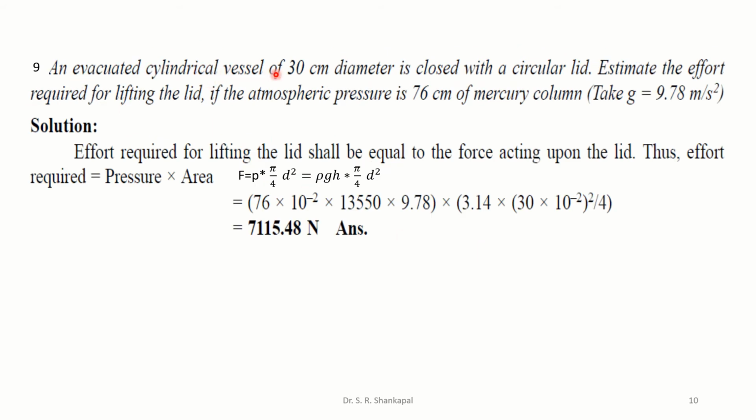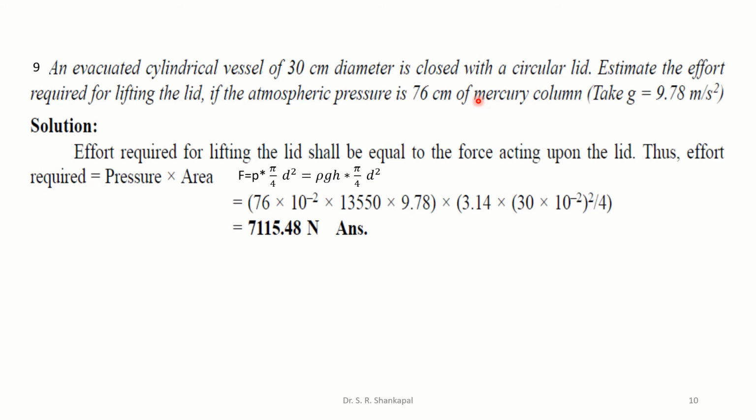An evacuated cylindrical vessel of 30 centimeter diameter is closed with a circular lid. There is a cylinder, it is closed with a circular lid. Inside that cylinder, it is evacuated. There is vacuum present. So on this lid, atmospheric pressure is acting. So now, if you want to open this lid, we have to work against that atmospheric pressure. Estimate the effort required for lifting the lid if the atmospheric pressure is 76 centimeters of mercury. So what is the pressure that is acting on the lid?